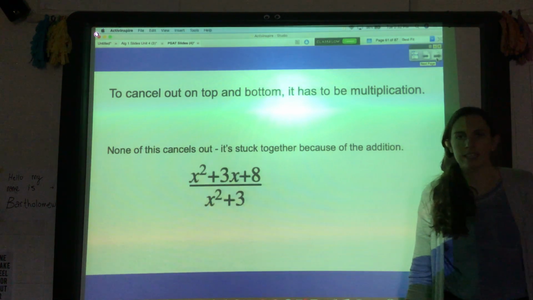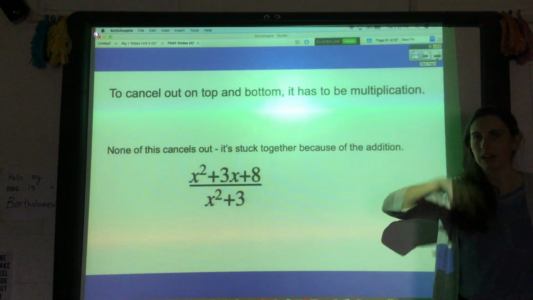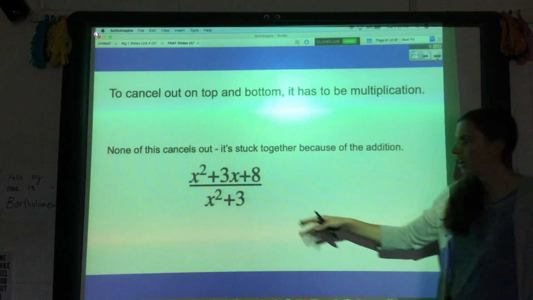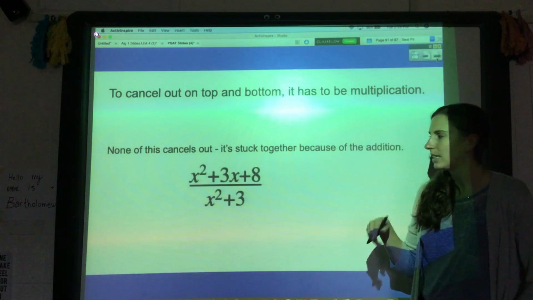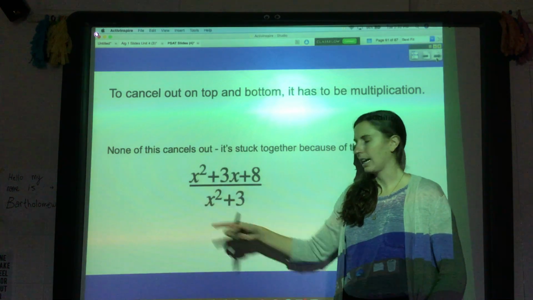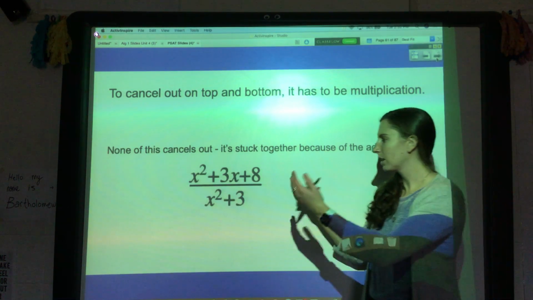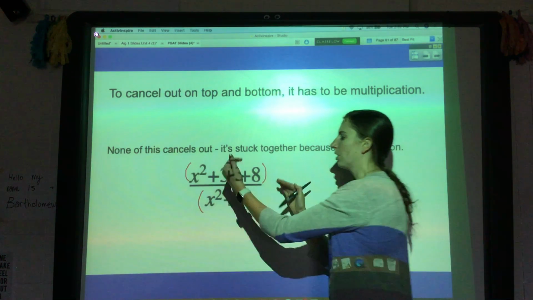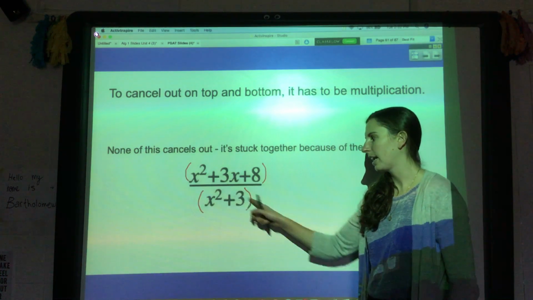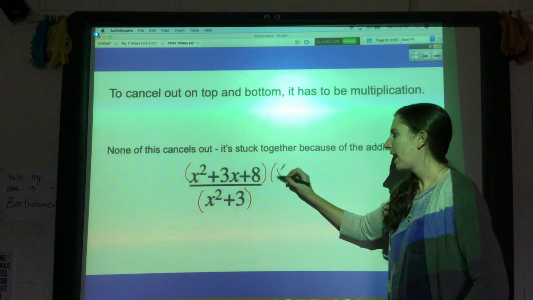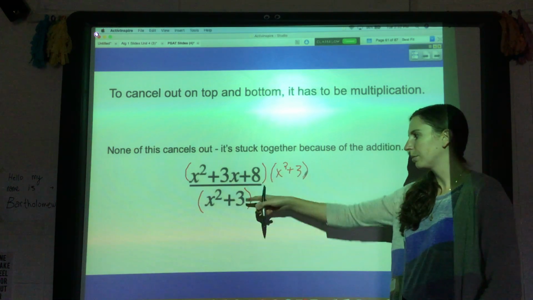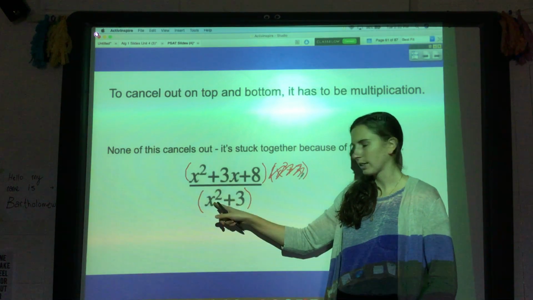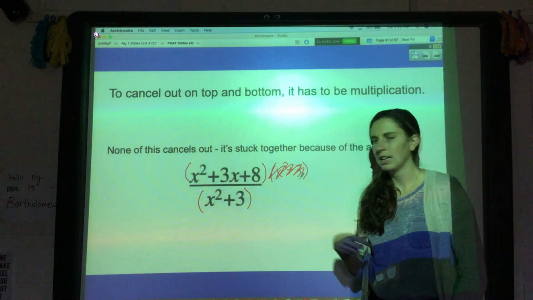Just be careful when you're canceling things out. If you're going to cancel stuff out, it has to just be multiplication. For example, none of this cancels. It's really tempting to be like, oh look, the x squareds can cancel out. But there's kind of understood parentheses in the numerator and in the denominator, and so this is all stuck together. The only way I could cancel out is if I had another x squared plus 3 on top. They would have to be exactly the same. So you can't just cancel pieces of this. You can't just cancel x squareds. You can't cancel the 3's.